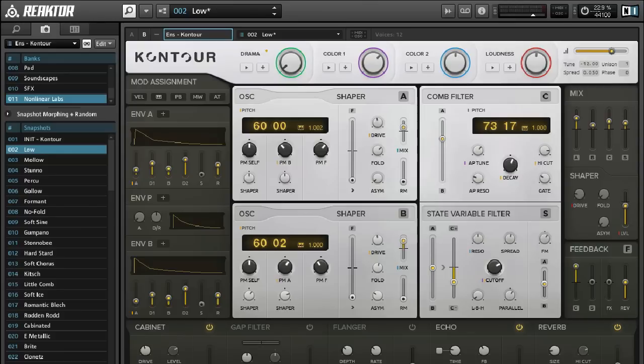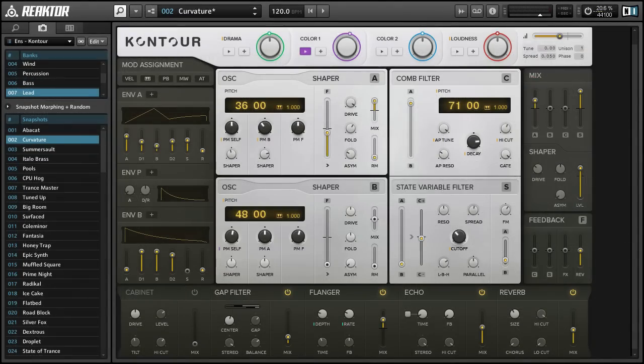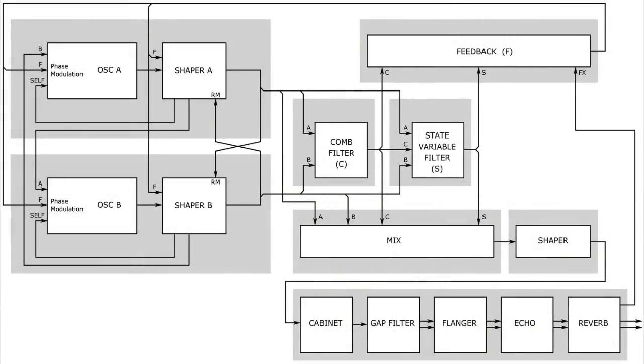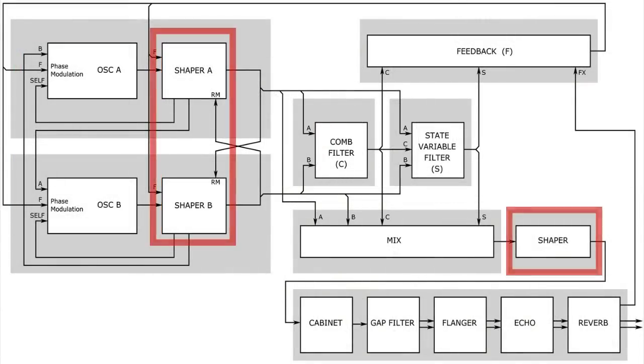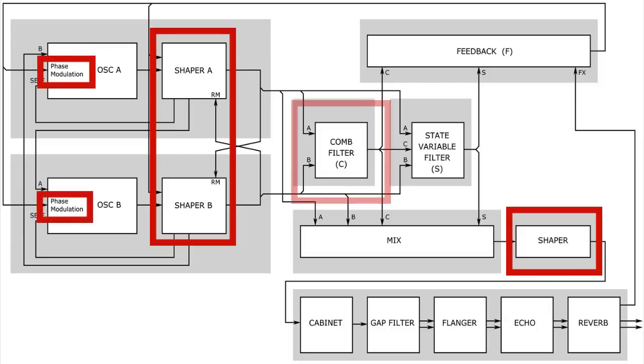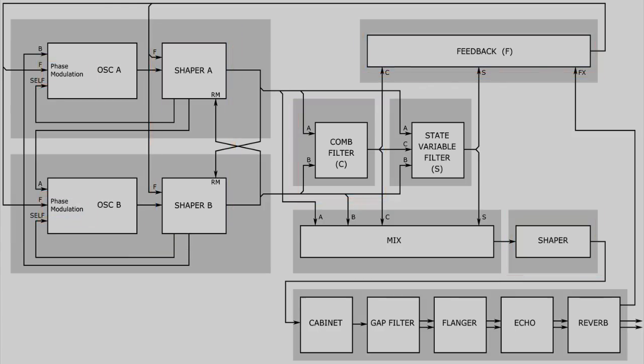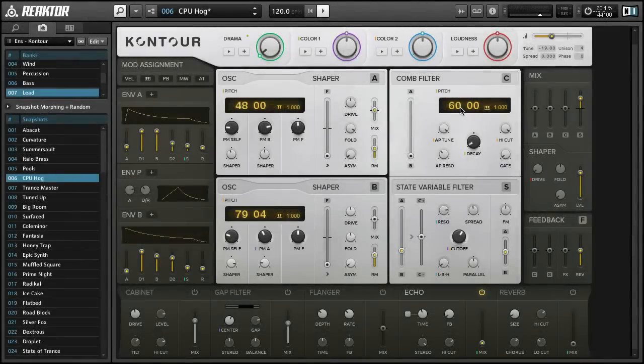But again, you should explore the 11 banks of factory sounds on your own. At the core, KONTOUR is deceptively simple and is based on just two sine wave oscillators. But through a sophisticated and flexible structure, including wave shaping, phase modulation, comb filtering, and feedback, KONTOUR is capable of creating astonishingly expressive and organic sounds like no other synthesizer.